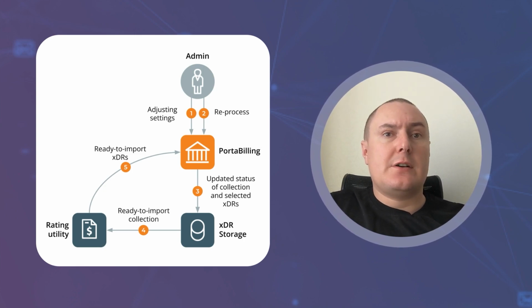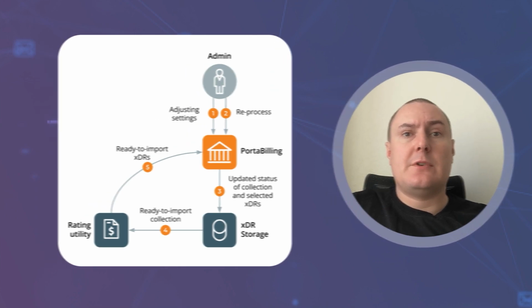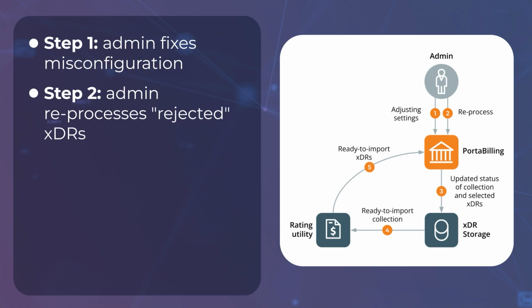Now, let's break down this xDR reprocessing process step by step. Say an administrator views the collections and discovers some rejected xDRs. In step 1, the administrator checks the PortaBilling settings and finds out that, for example, the xDRs are related to a new corporate account that has not been added yet. The administrator adds the missing accounts. In step 2, the administrator selects the xDRs with the rejected status and then clicks Reprocess to rerun the rating process on the PortaBilling web interface.